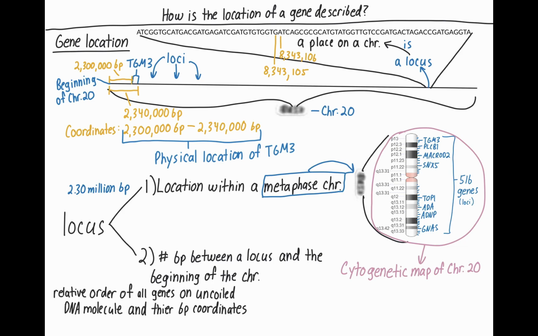The relative order of all genes on the DNA molecule of the chromosome and their base pair coordinates relative to the beginning of the chromosome make up the physical map of that chromosome. This might be hard to imagine, so later on in the video we'll take a look at an actual physical map of a chromosome in the human genome.